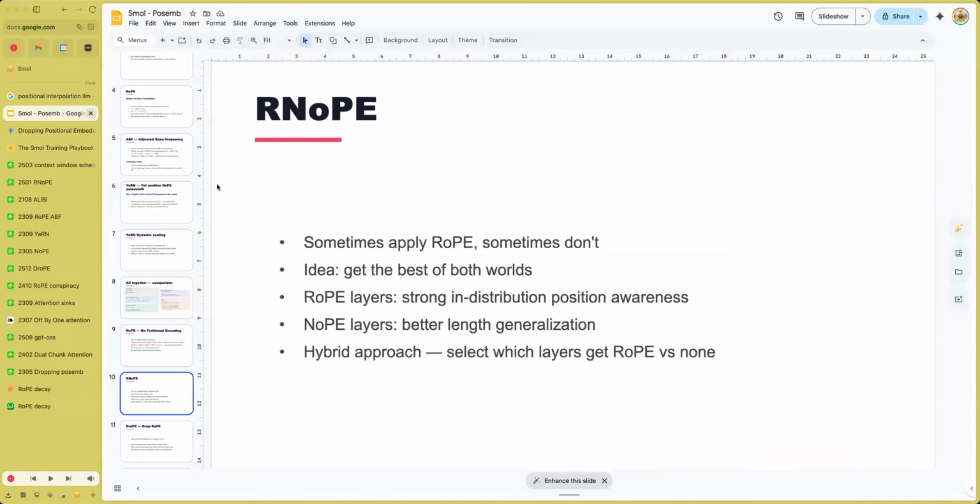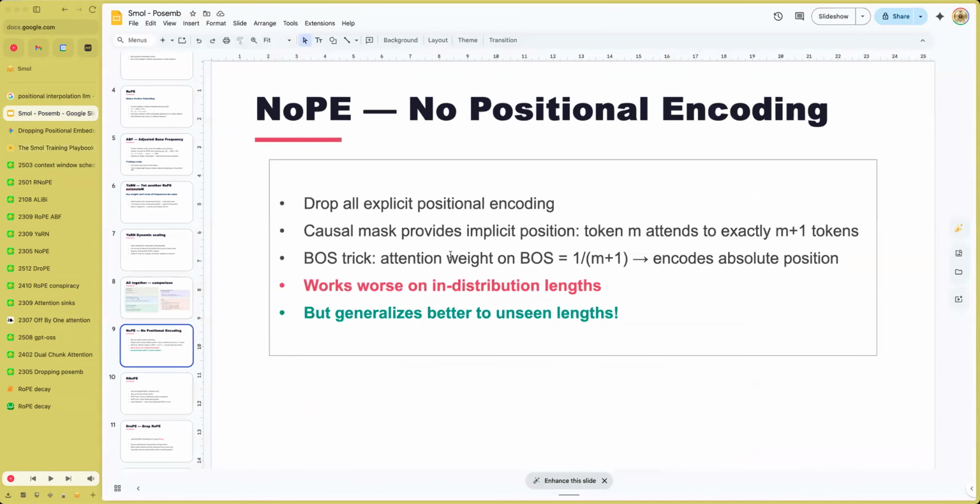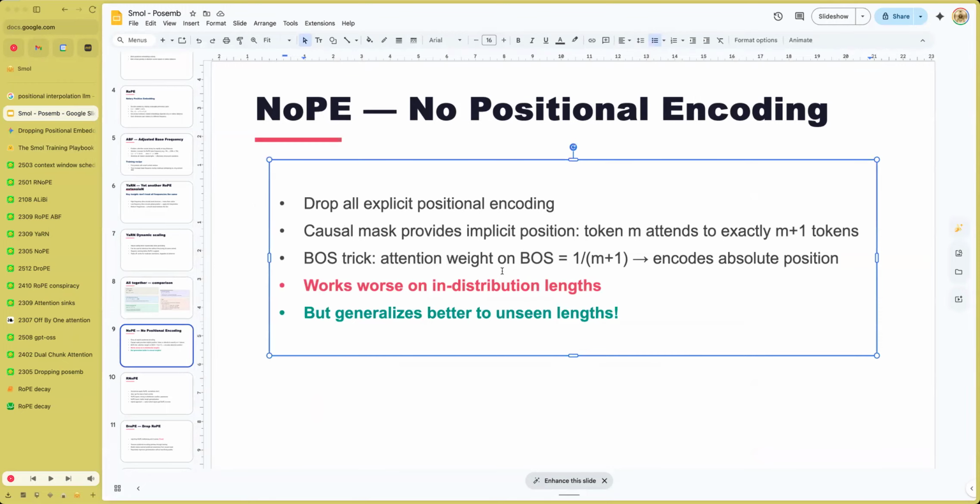Let's talk a bit about how networks actually understand positions in attention.